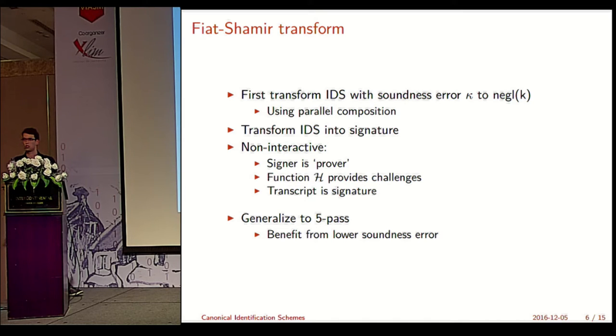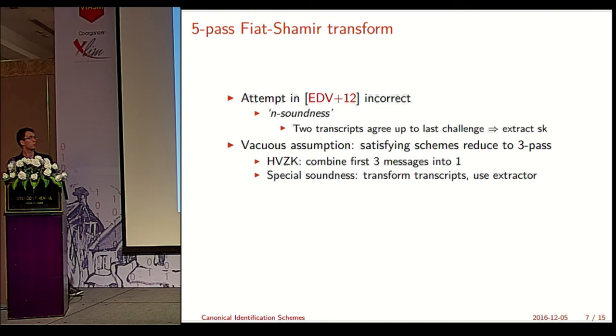But then the current Fiat-Shamir transform works on the canonical IDS that I just showed. So that's where we're aiming at now. As I mentioned before, there was an earlier attempt to do this in 2012 at Asiacrypt. A paper appeared that defined n-soundness to apply a Fiat-Shamir transform to any 2n plus 1 pass signature scheme. Basically, they said if you have two transcripts that agree up to the last challenge, and then you can extract the secret key, then you have this property called n-soundness, and then the transform applied.